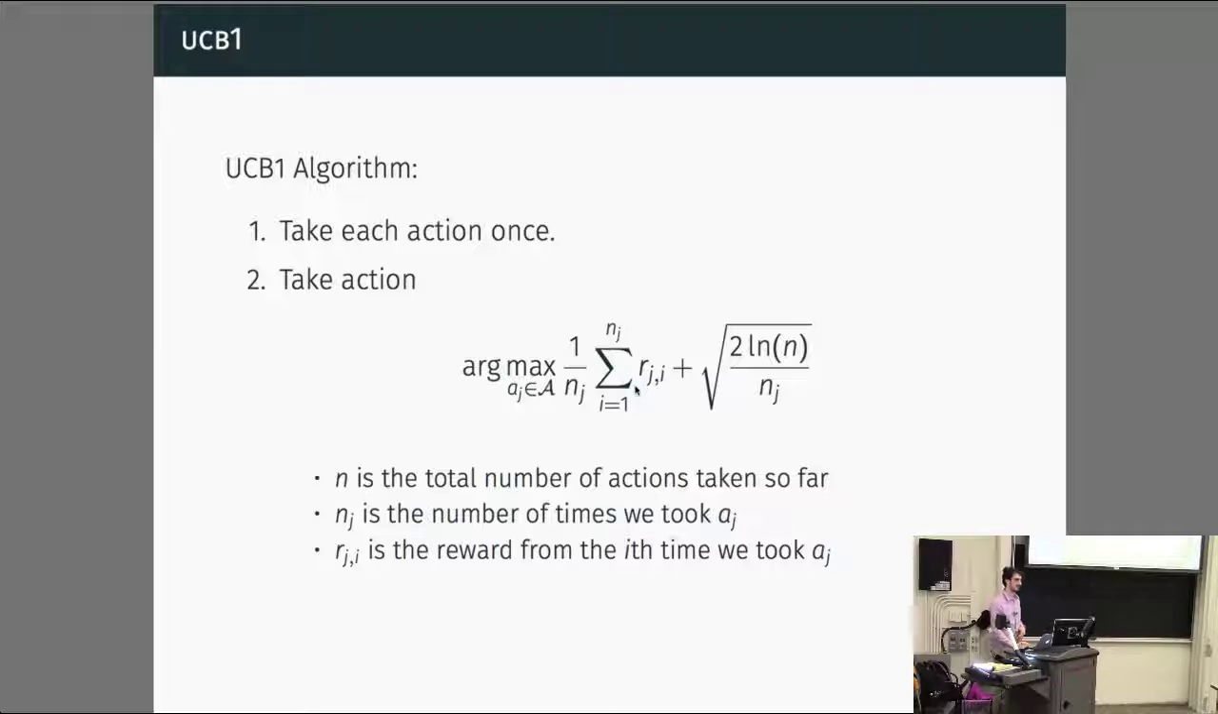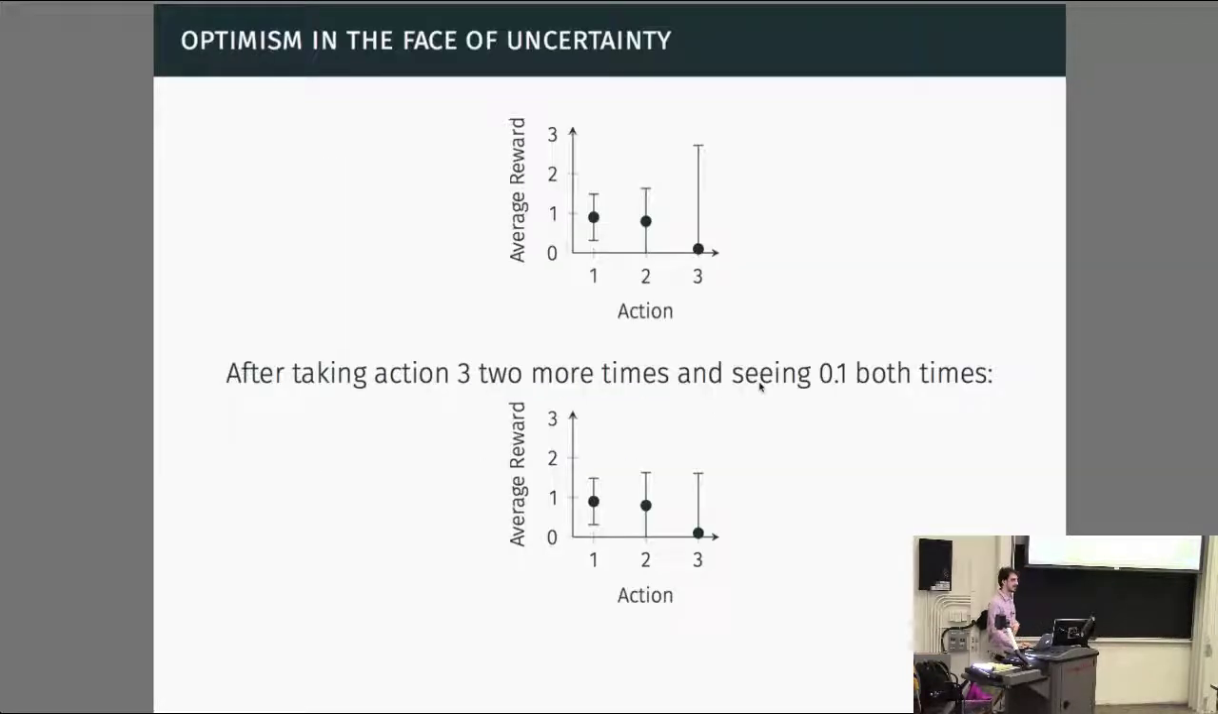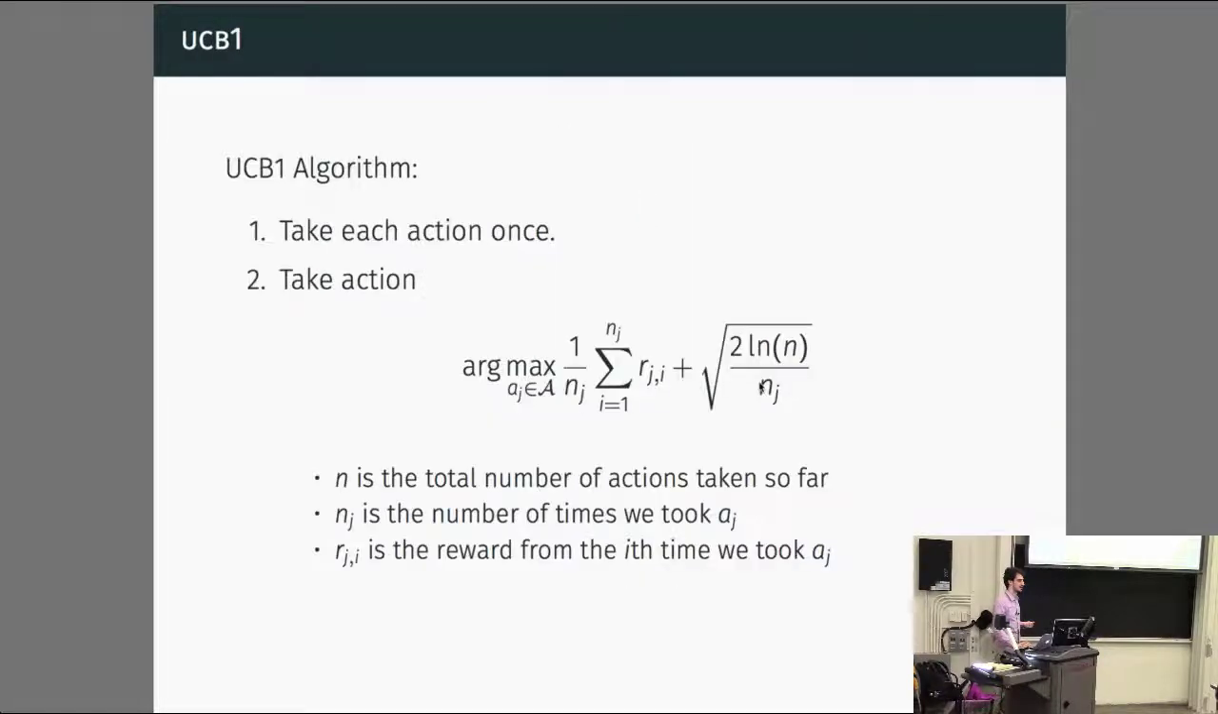So you're going to take the argmax, the action that maximizes this quantity. What is this first part here? Yeah, the empirical average reward so far. And then the second part is our confidence interval term. So it's the square root of 2 times the natural logarithm of the total number of actions we've taken so far, divided by the number of times we've taken this particular action. This is the confidence interval that I plotted here. That makes sense? And you can derive this from a Chernoff-Hoeffding bound.